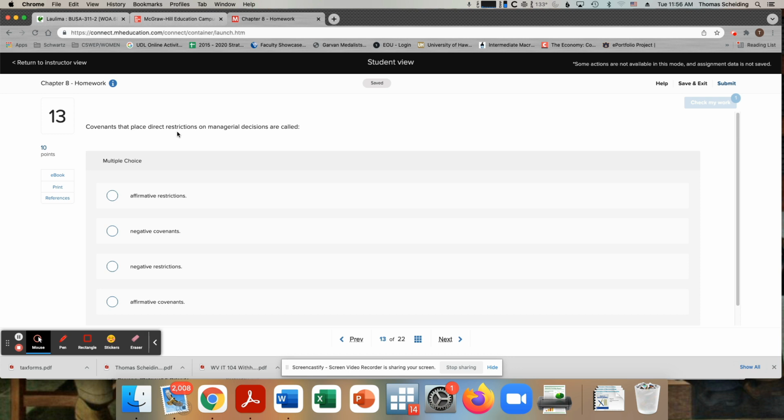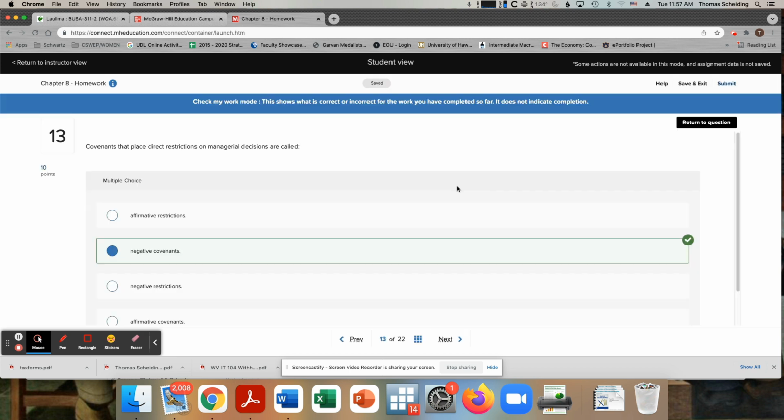Covenants that place direct restrictions on managerial decisions. We're looking for a covenant here. So it's not negative restrictions or affirmative restrictions. We're really looking at negative covenants or affirmative covenants. And if it's restricting a managerial decision, that would make it a negative covenant. The restrictions, that doesn't make any sense.